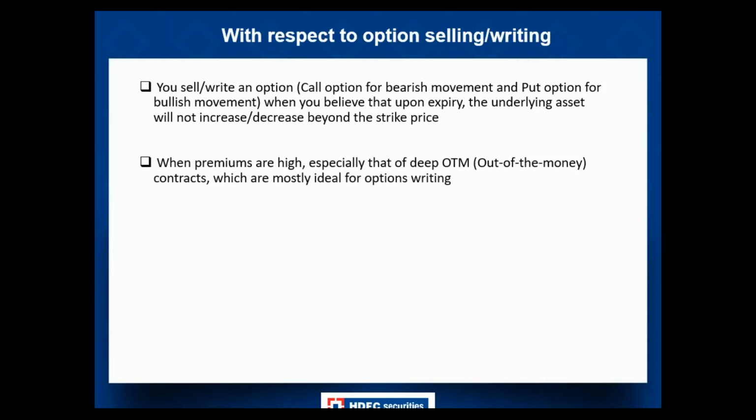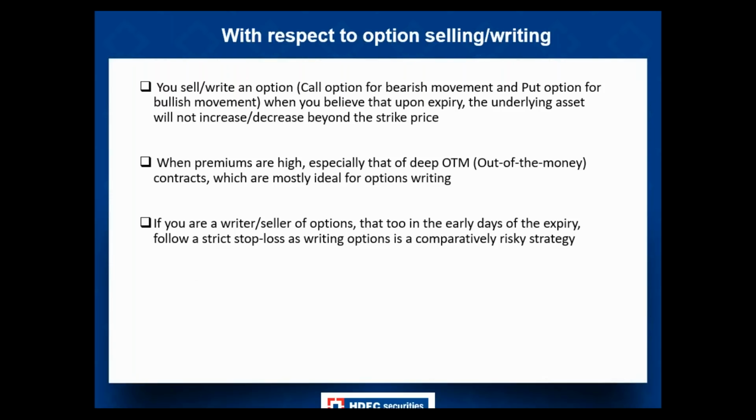So when volatility is very high, your premiums would be high. And especially when you see that deep out of the money contracts have very high premiums, it can be quite ideal for options writing. Because when you're writing deep out of the money options contracts, for the stock to cross that level, it might take a lot of time. So you can play upon that time, which can factor in for your advantage, because the premiums will slowly and steadily start to decay. So you play for the positive time decay over here.